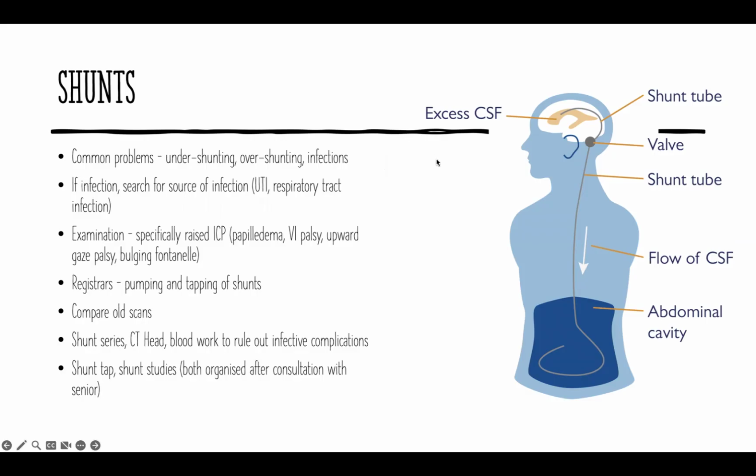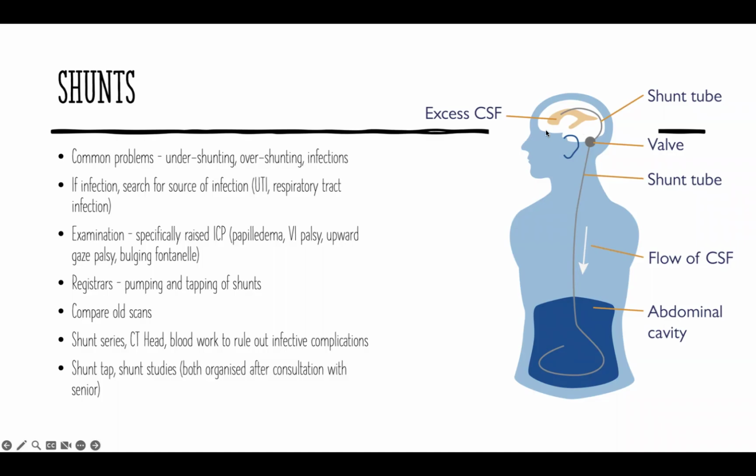Shunts are another major subcategory. So we put shunts in for many reasons. Whenever we have obstruction to our fluid system, that can cause issues within the brain in terms of pressure buildup. We can put a tube in that connects from the ventricles in the head all the way into the abdomen. Some common problems: it drains too much fluid, which is called overshunting.